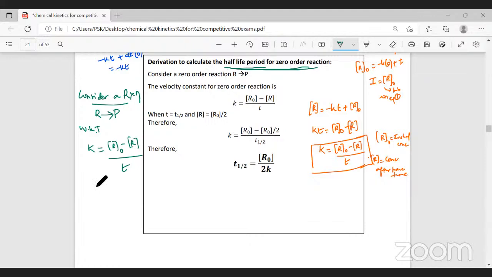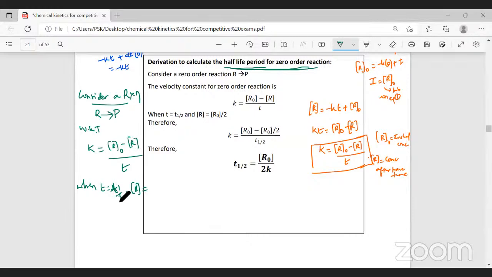Yes, sir. Now I'm asking you a question. When t is equal to t half, what do you mean by t is equal to t half? When time is what? Half-life period, t half. What will be the initial concentration? What will be the concentration R here? What will be R?